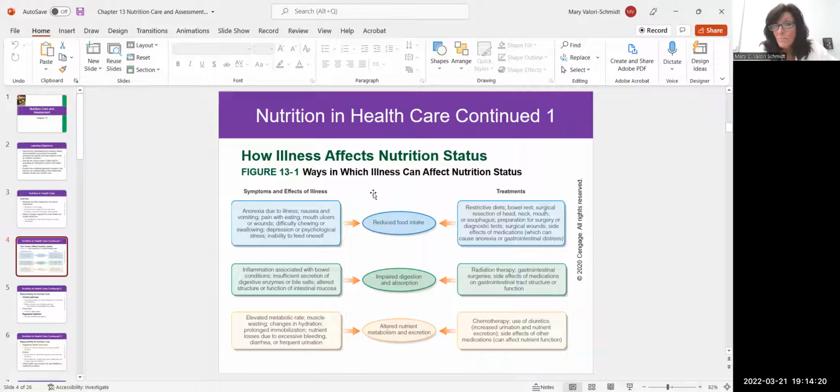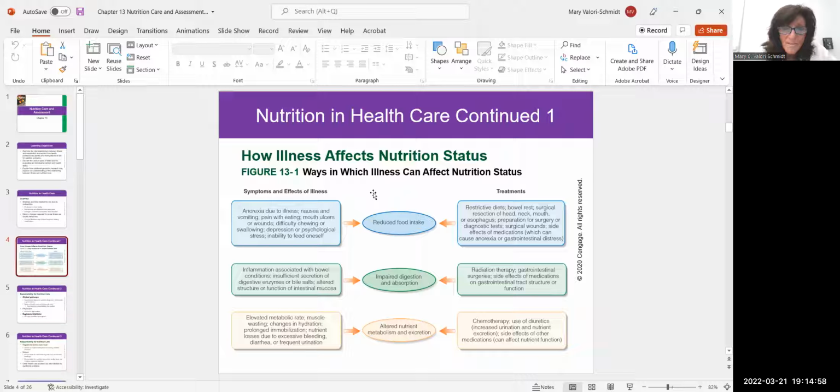And what do we do about it? So there are different treatments, like we can change their diet. Sometimes we'll give them something called TPN, total parenteral nutrition, which is nutrition through an IV, and give their digestive tract a complete rest. Lots of different things. If they have impaired digestion and absorption, usually it's something to do with their bowels. It could be something with the gallbladder, it could be the intestines, pancreatic issues, digestive enzymes aren't being produced, lots of different things. And altered nutrient metabolism and excretion, usually that's a metabolic problem.